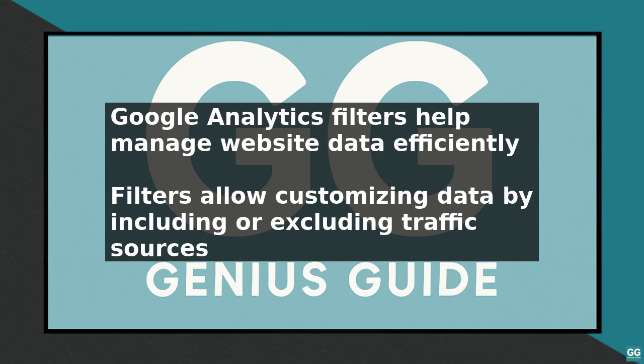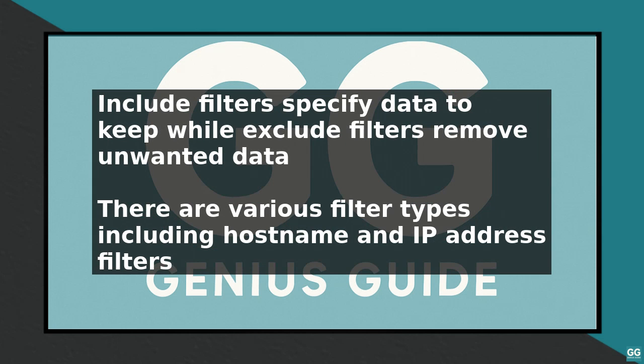Understanding Google Analytics filters. Google Analytics filters allow you to customize your data by including or excluding specific traffic sources, website pages, or user behaviors. There are two main types of filters in Google Analytics: include filters and exclude filters. Include filters allow you to specify the data you want to keep, while exclude filters allow you to remove unwanted data from your reports.